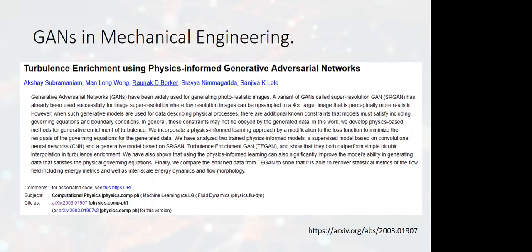In this paper by Subramaniam et al., which came out a couple of months ago from the Center for Turbulence Research at Stanford University, they have successfully used a generative adversarial model for the super resolution of turbulence simulations. Again, super resolution is basically having a low resolution simulation, feeding it to a GAN, and producing a high resolution simulation. That way you are saving a ton of computational expenditure.